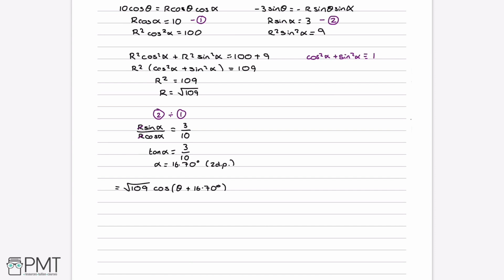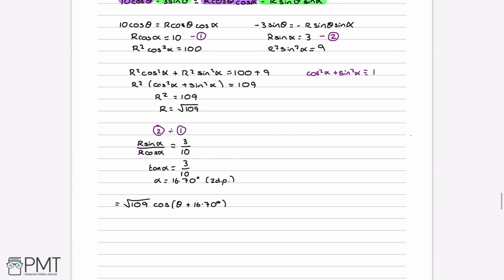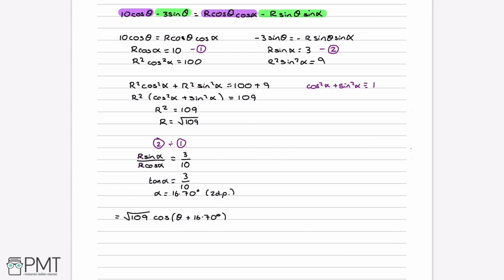And for the 3 marks available for this question, our first mark comes from finding that r is equal to the square root of 109, and then we get a method mark for writing that tan alpha is equal to 3/10, and our final mark comes from the fact that we find alpha is equal to 16.70, and therefore we can write it in this form. So that's kind of a joint mark for these two.